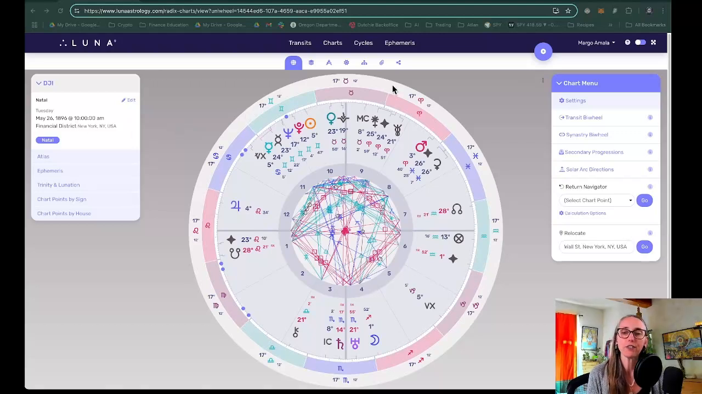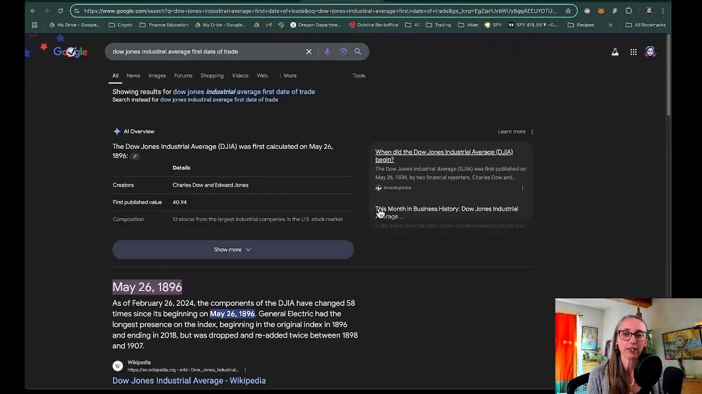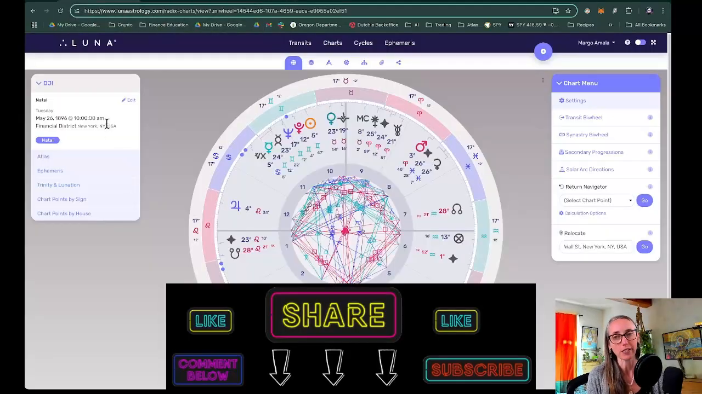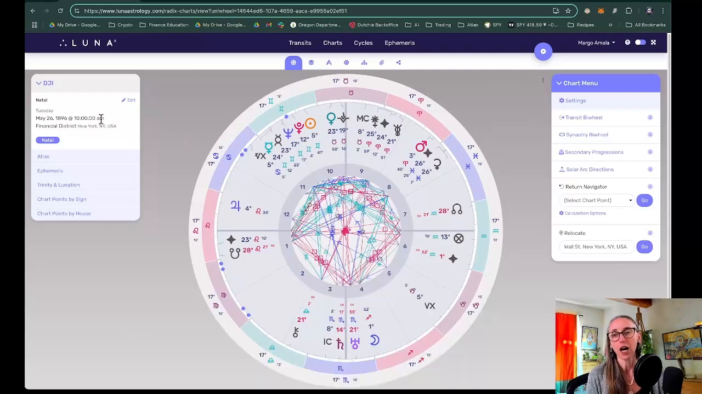In the event of the Dow Jones, it could be as simple to find the date as actually Googling Dow Jones Industrial Average first date of trade, and you will get May 26, 1896. Now, you need to be able to know what time to set the chart to. So all U.S. equities on the New York Stock Exchange were trading, opening at 10 a.m., prior to September 30th, 1985.